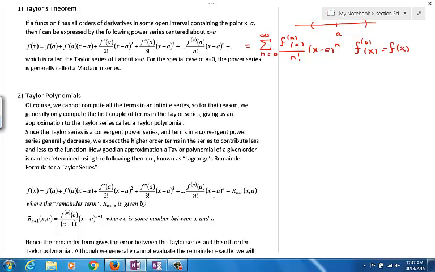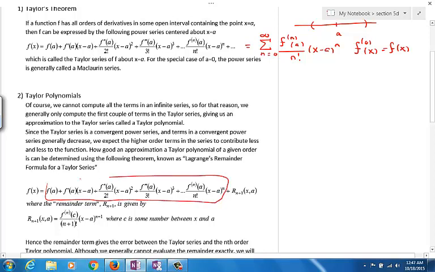So here is a really important result. It's called Lagrange's remainder form for the Taylor series. And it says, if you have an nth order Taylor polynomial, we're taking derivatives out to order n, and we can see that this is a polynomial of degree n. The difference between the true function and the nth order Taylor polynomial is this remainder term.